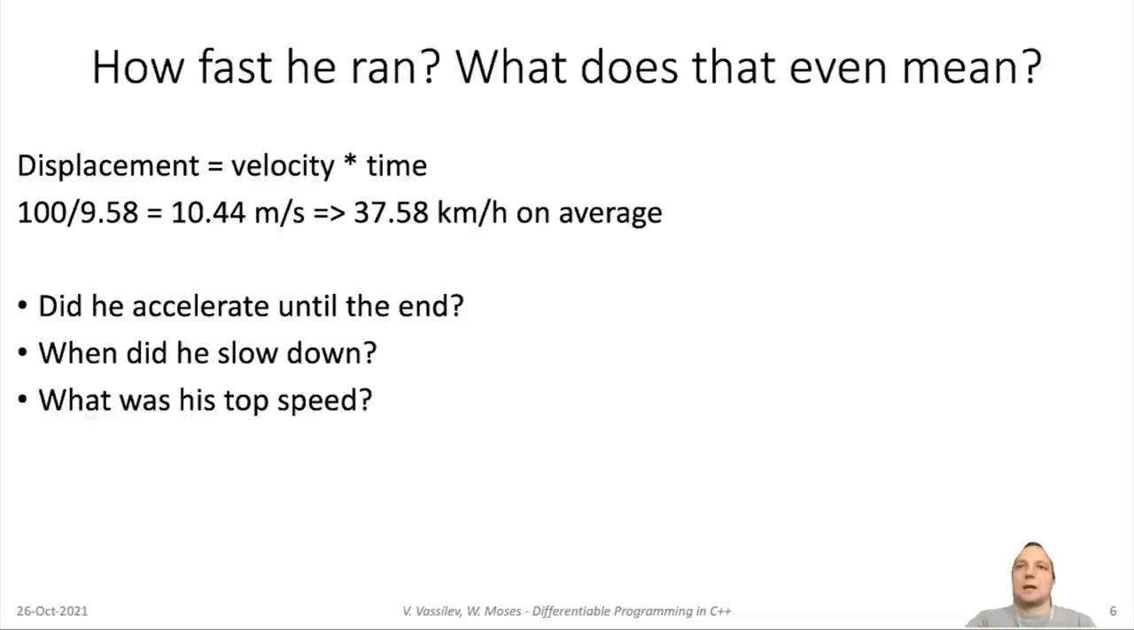The usual way to compute the average speed is to divide the displacement and the time. Here we get 100 meters divided by 9.58, which approximately equals 30.57 kilometers per hour, or a little more than 23 miles per hour.